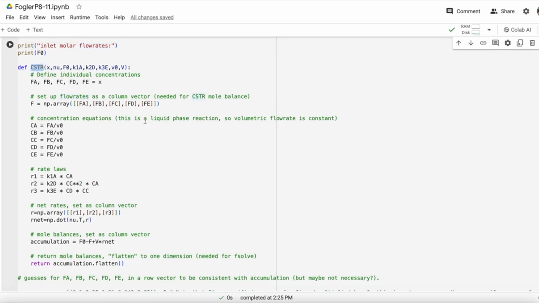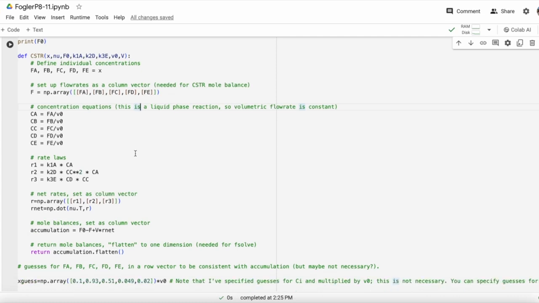I've called this function CSTR. What the function does is construct a column vector of mole balances for species A, B, C, D, and E. And so it's just going to construct that, and then I'm going to pass that vector to the fsolve command, which is going to find the roots, which are going to, in this case, be the molar flow rates exiting the CSTR.